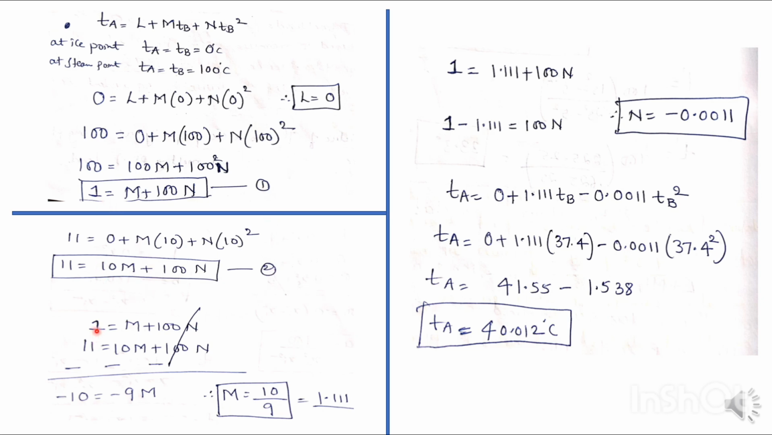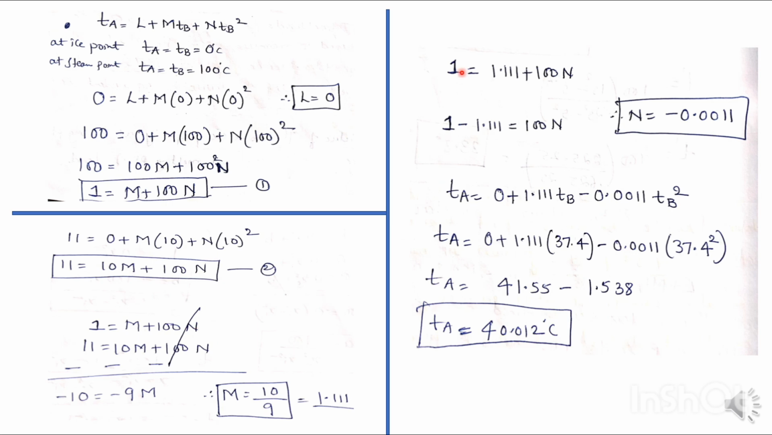The first equation is 1 = M + 100N, and the second is L1 = 10M + 100N. I have changed the signs of the second equation, so plus 100N and minus 100N cancel. Then 1 − L1... minus 10 gives −9M. Therefore M = 10/9, which is 1.111. Now we substitute the value of M in any one equation to calculate the other constant, N.